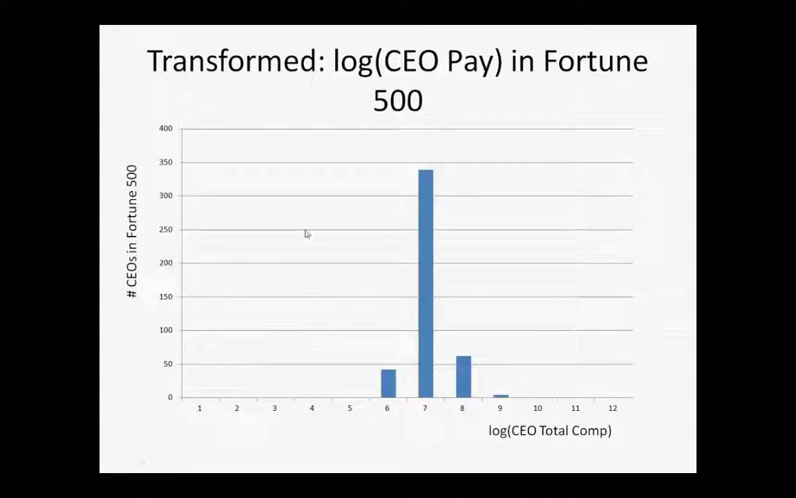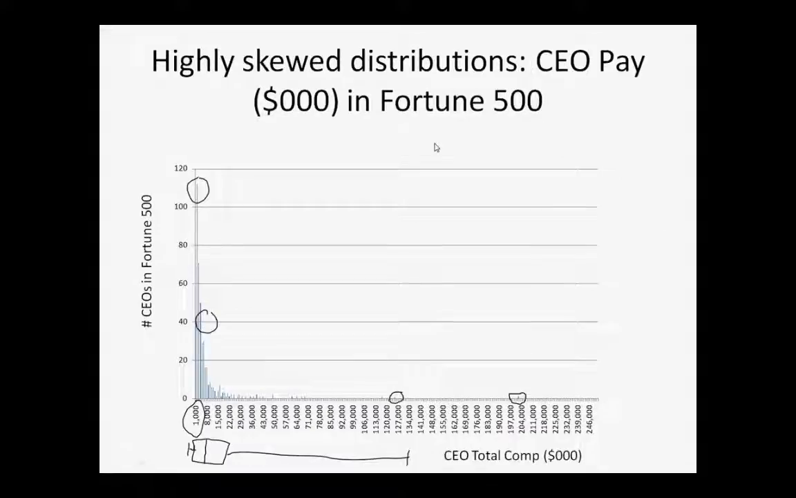Okay, so here we go. Here's the transformed distribution, and what I did was I took the logarithm of CEO pay. Just to remind you, a log is an exponent. So for instance, if I was looking at CEO pay of $1 million and I took the log of $1 million, recall that a million is just 10 to the 6th, a 1 with 6 zeros after it. So if I took the log of 10 to the 6th, the log of $1 million, I get a value of 6.